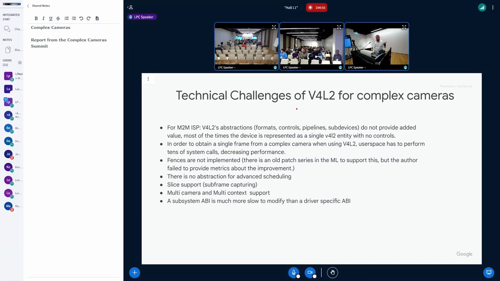Video for Linux has an ABI, and if we want to modify that ABI, we need a big consensus with the community. If we have a special device that is doing something unique and we want to make an ABI for that device, we need consensus and standardization, and sometimes it's for something that is one-off.